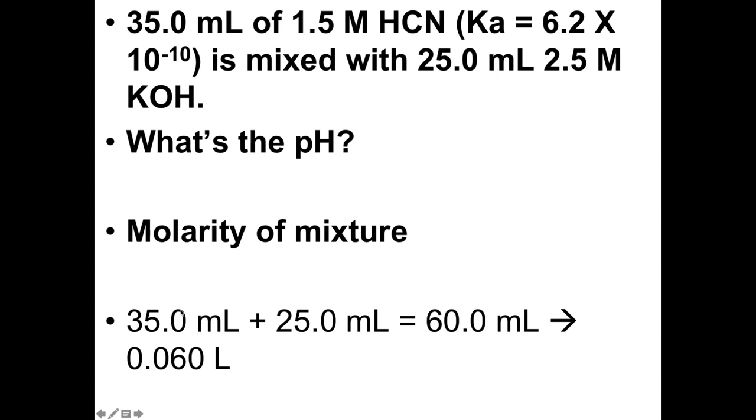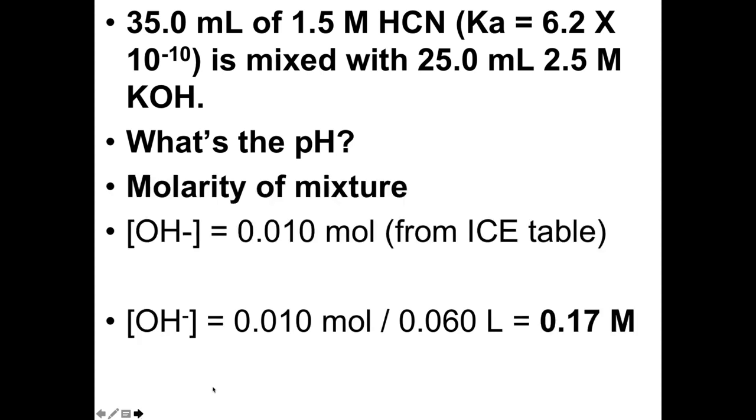So what's going to happen is I need to get the molarity of the mixture. We'll have 35 milliliters of one, 25 milliliters of another. So the total amount's going to be 60 milliliters or 0.060 liters. Then to get the molarity of that, I'll take moles divided by liters, and the moles we have is this. So therefore, the molarity will be 0.17 molarity for that.